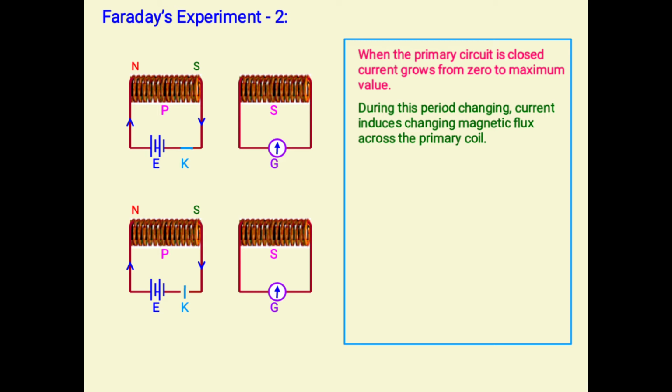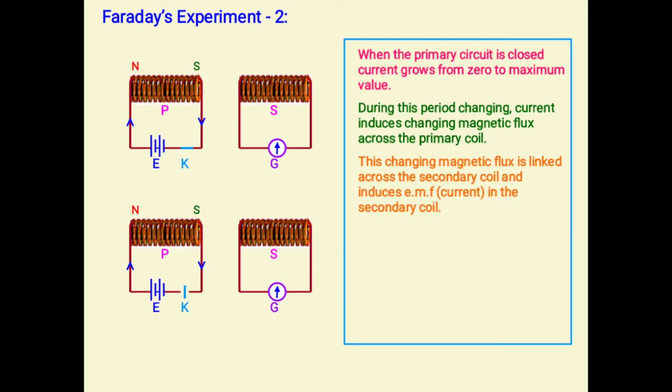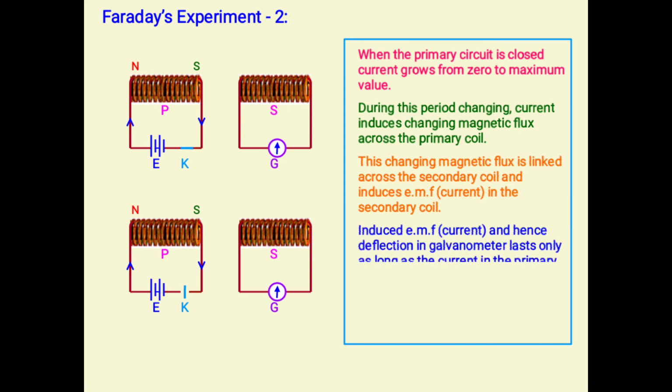And definitely during this period, when current is changing, it induces a changing magnetic flux across the primary coil. As I already explained, this changing magnetic flux is linked across the secondary coil and induces EMF in the secondary coil. Induced EMF and hence the deflection in the galvanometer lasts only as long as the current in the primary coil, and hence the magnetic flux in the secondary coil, changes.